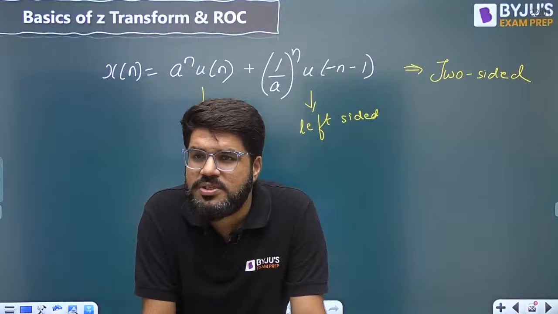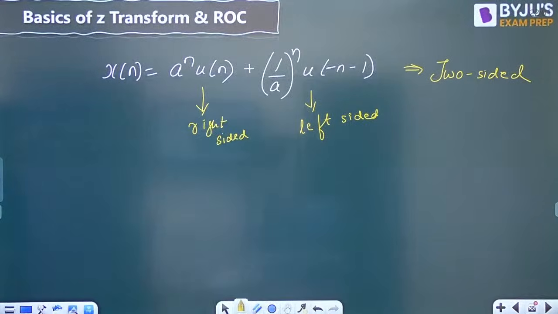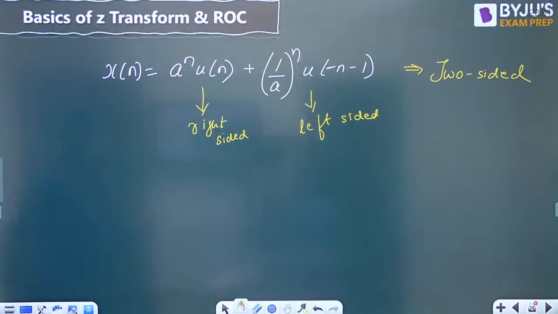What should be the ROC for this two-sided signal? Let's see. Yes, Aditya, correct. We have to take the common portion.